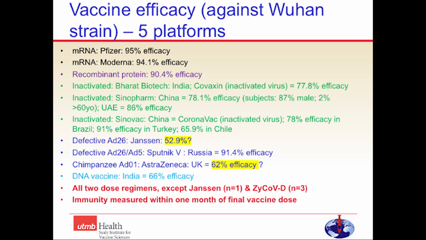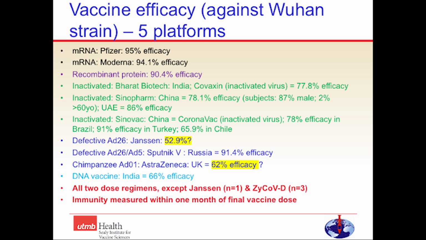Interestingly, Sputnik 5 that came out of Russia was the first one which used 2 different platforms, what we call heterologous prime boost, where the first dose was based on an Ad26 platform, but then the second dose is based on adenovirus type 5. And this is now part of the way it's moved forward, that if you use different platforms, that gives a much better immune response. And as you can see, 91.4% with a 2-dose regimen.